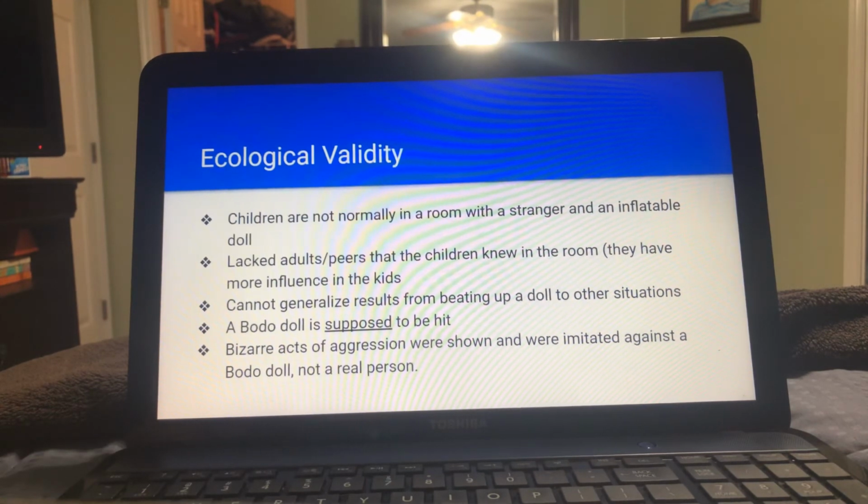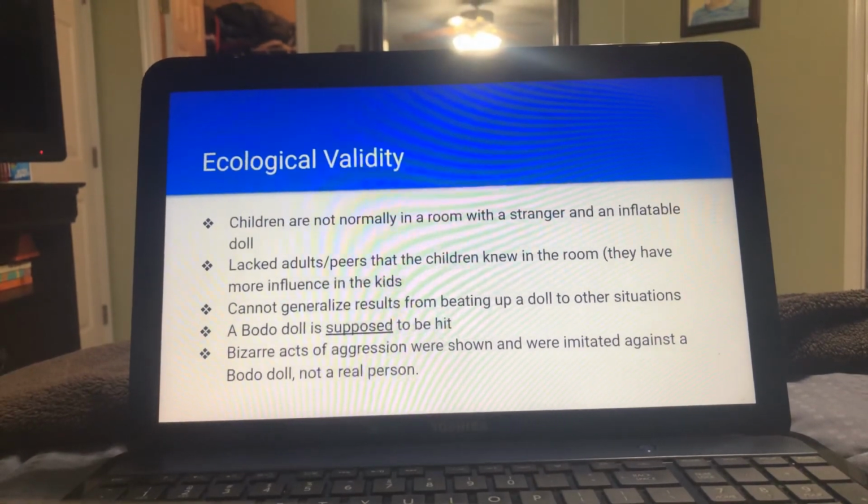You also cannot generalize these results from beating up a Bobo doll to other situations. A Bobo doll is supposed to be hit, and these bizarre acts of aggression were shown and were imitated against a Bobo doll, not a real person.